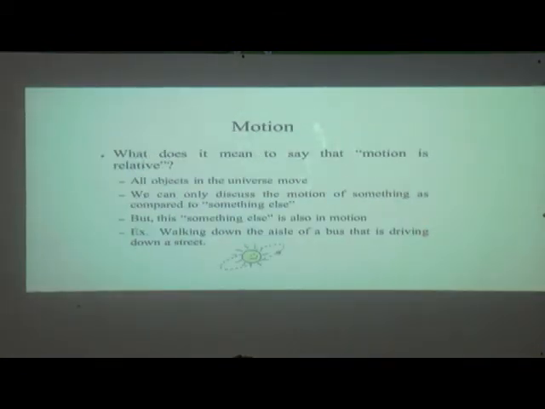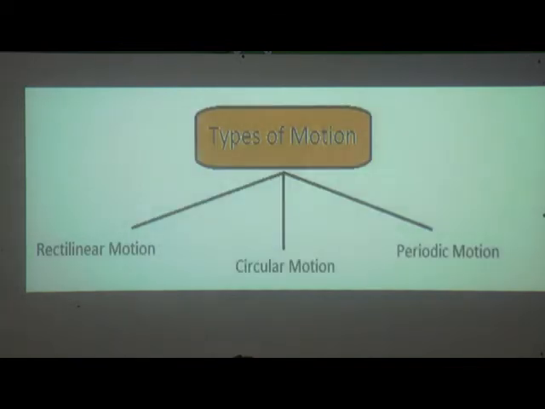What does it mean to say that motion is relative? All objects in the universe move. We can only discuss the motion of something as compared to something else. But this something else is also in motion. Example, walking down the aisle of a bus that is driving down a street. Isn't it? Now see here types of motion: rectilinear motion, circular motion and periodic motion. So these are the three types of motion given in this topic.